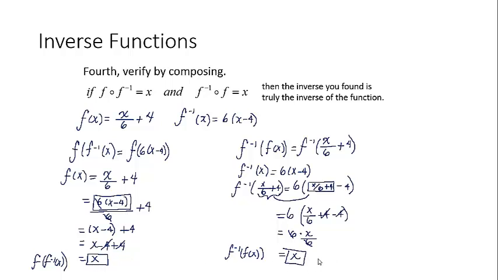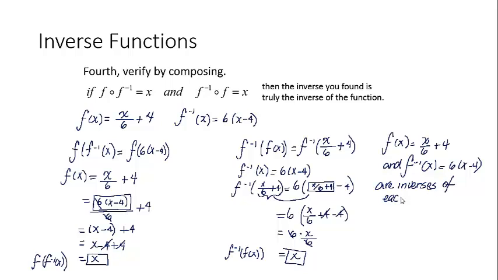And when that happens, when they're both equal to the identity function, this means that f of x equal to x over 6 plus 4 and f inverse of x, which is 6 times x minus 4, are inverses of each other. Okay? So whenever you need to verify if two functions are inverses of each other, you compose them, just like what I did here.